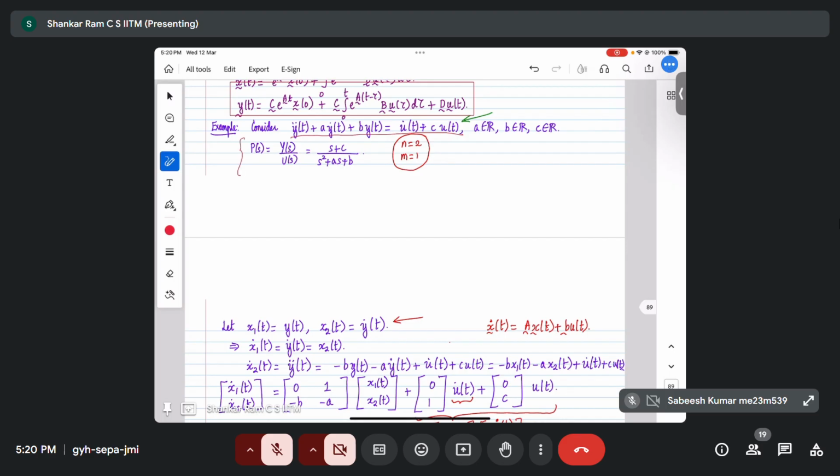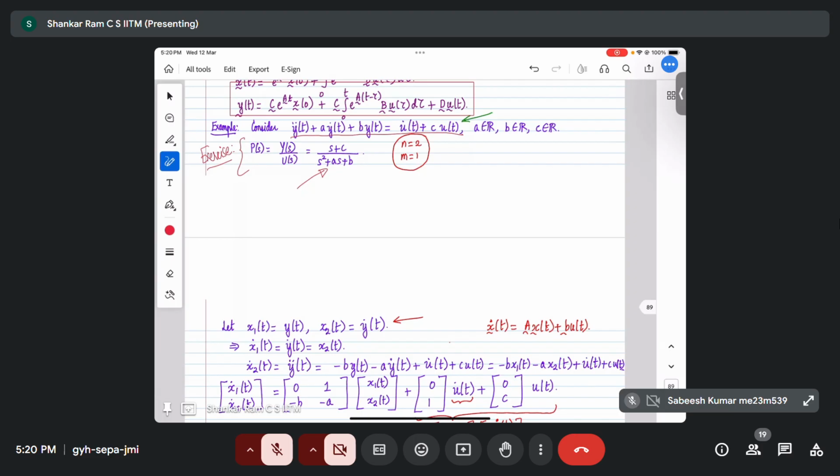Now, if we take the Laplace transform, apply zero initial conditions, you and I will get this as the transfer function. Okay, so we'll get s plus c divided by s squared plus a s plus b. Okay, this I leave it as an exercise. I'm sure all of you can do this. So you take Laplace transform on both sides, you take all initial conditions to be 0, and then you cross multiply, and you will get the ratio of y of s to u of s to be this.